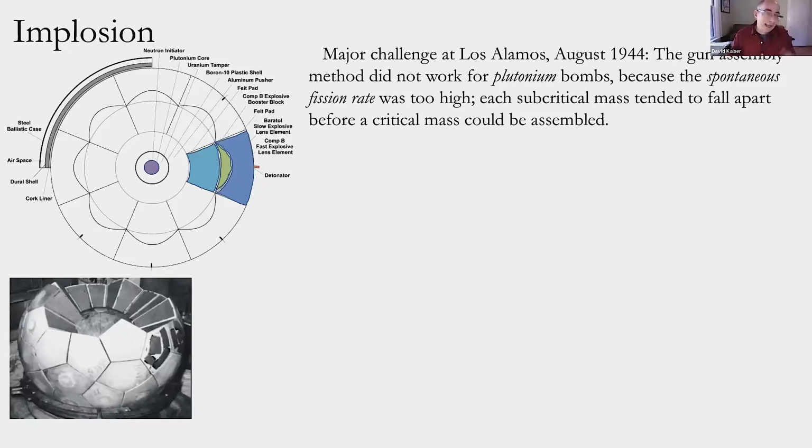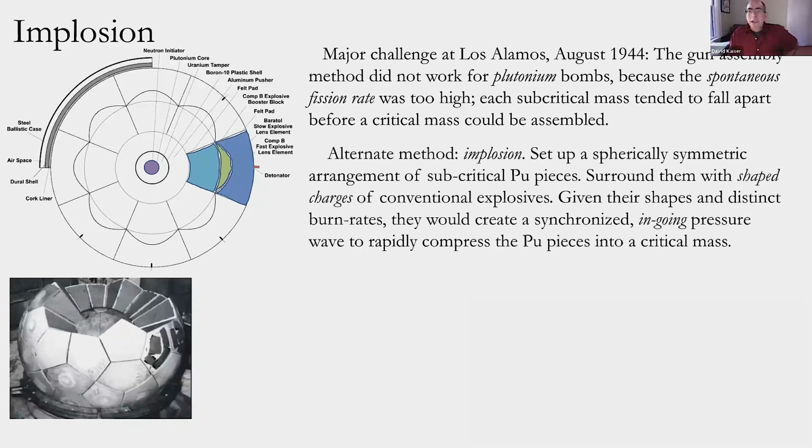Surround that with a tamper, again, so that it reflects the neutrons back in. But then surround that with multiple kinds of conventional explosives that were shaped into what became known as shaped charges. So you want to set up, here's the plutonium fissionable stuff here, surround it with different blocks that are shaped very intentionally with different burn rates.